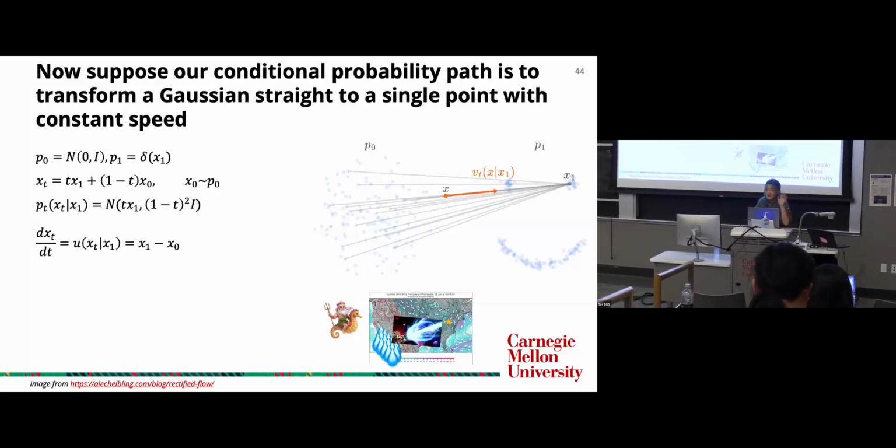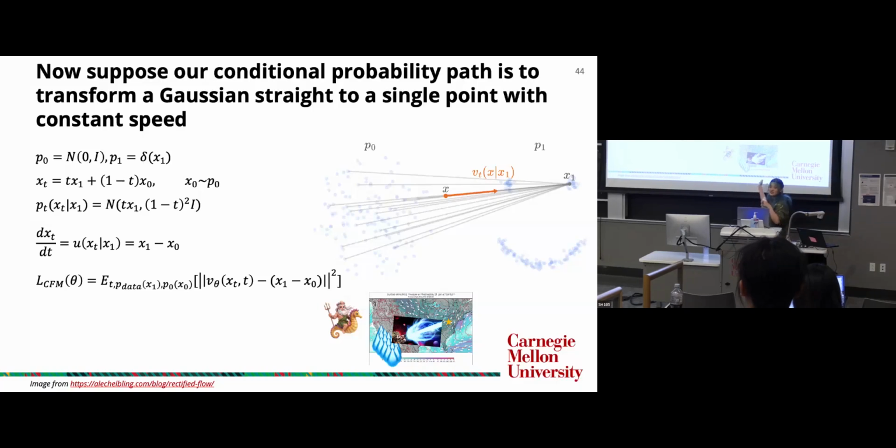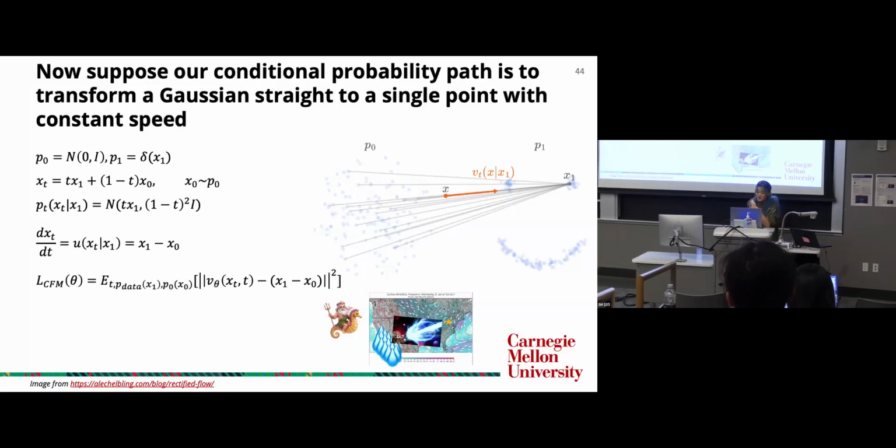You have a question? Oh, okay, cool. Yes? Can we use this to do likelihood estimation as well? Yes, we're going to talk about it later. Anyone else? Cool. And this is the loss function. Literally, you just learn the model to predict data minus noise.